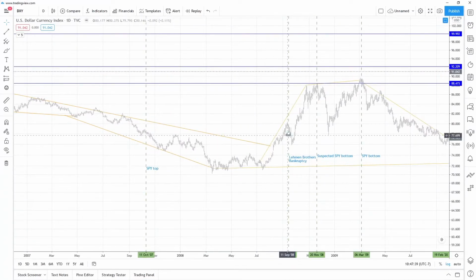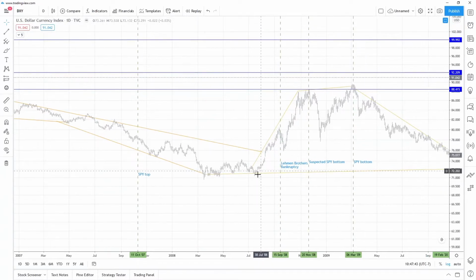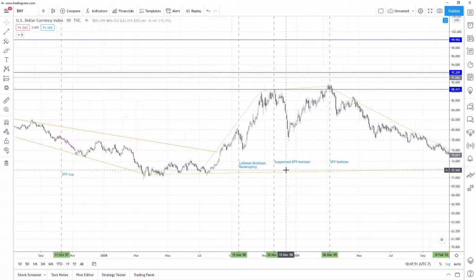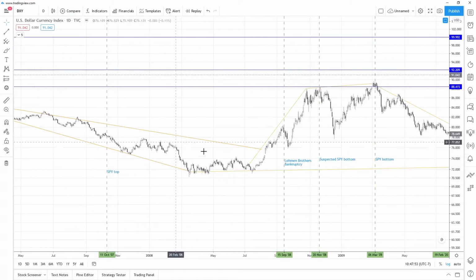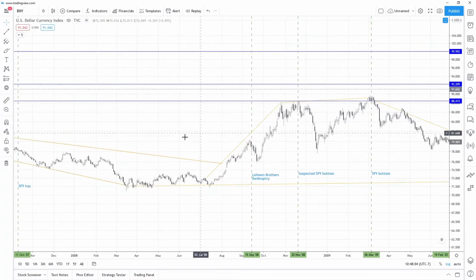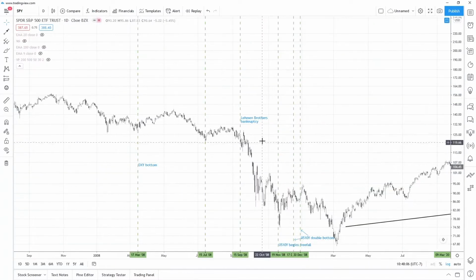leading up to that, we have the dollar index basically rocketing up. This is something that has not happened for a very long time. You broke one trend, the downtrend was broken, and now the dollar index is going into an uptrend. And then the Lehman Brothers collapses and the market goes into a free fall.